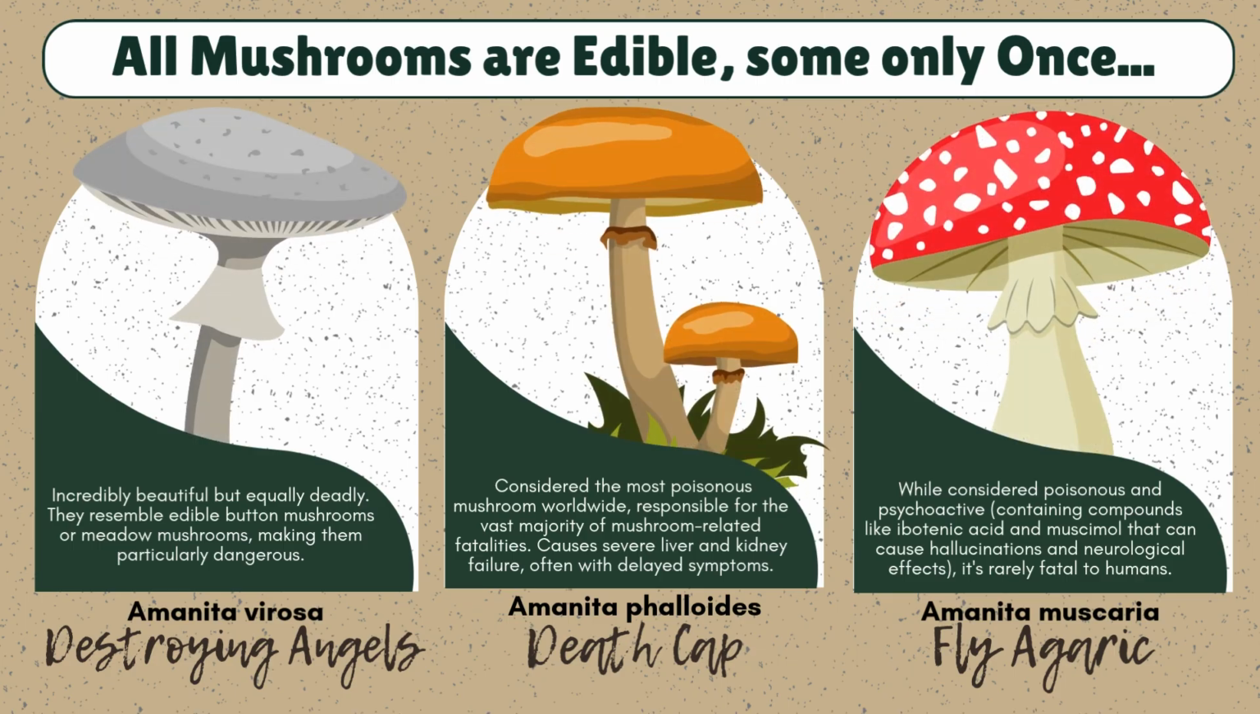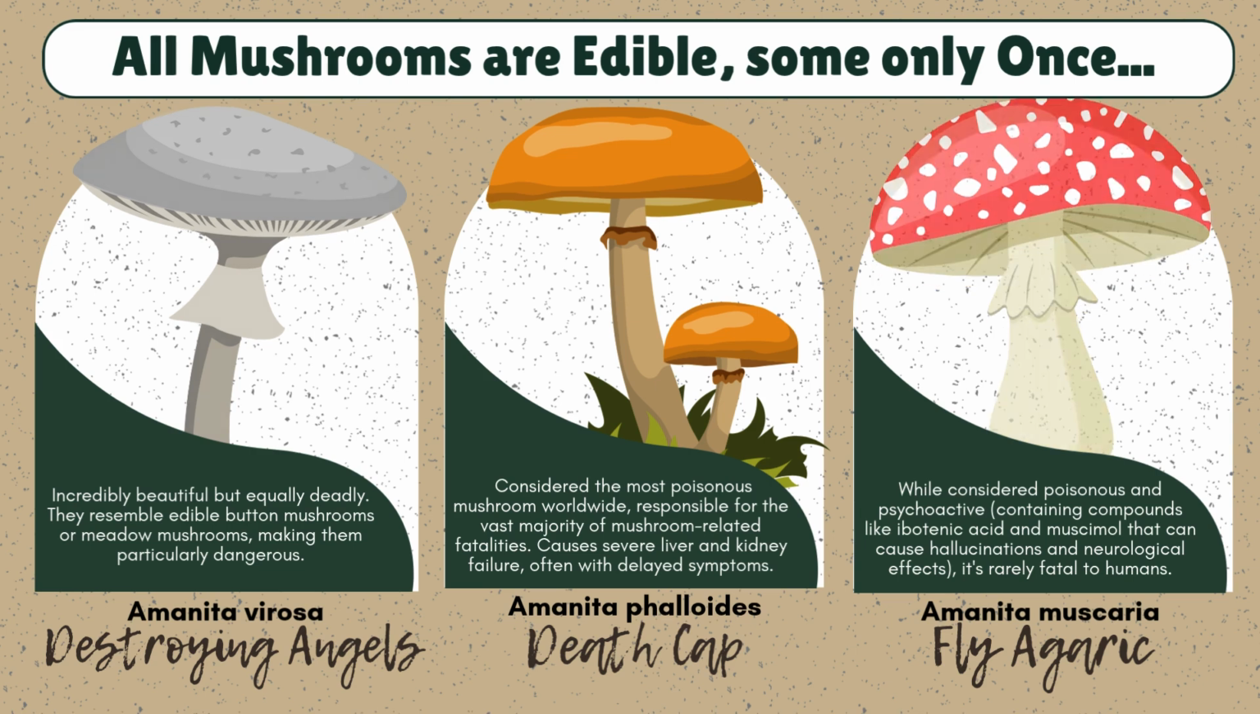Not all fungi are friendly. Some, like Amanita phalloides, deathcap, and Amanita virosa, destroying angel, are highly toxic. They resemble edible mushrooms, making them dangerous. Others, like Amanita muscaria, are psychoactive but rarely fatal. Always be cautious. Some mushrooms are only edible once.